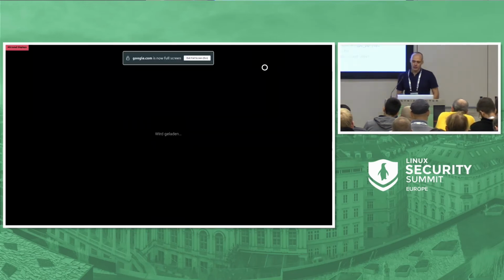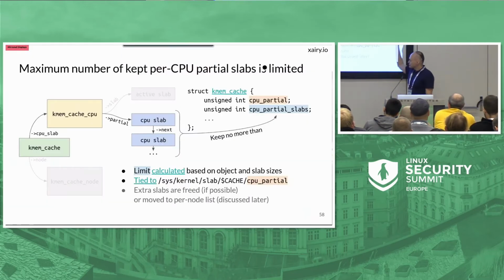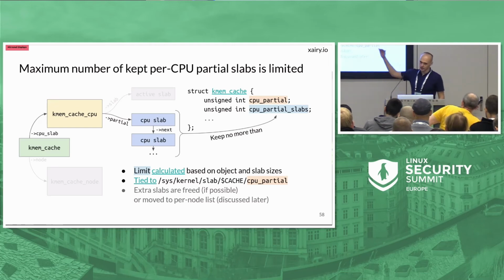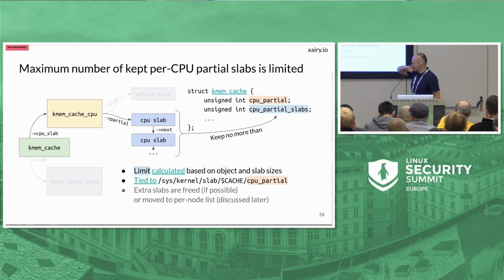Yes. So CPU partial slabs is the actual limit on the number of slabs that you might have on the list. So this is the actual limit. The other number is, I believe, the limit on the number of object slots that they might want to have on this partial list, but they don't count. I mean, I think this is just some legacy reason.